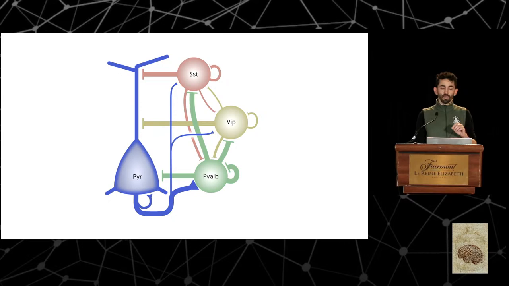And in particular, they're dynamic machines, which means we shouldn't think about circuit diagrams like these as having fixed weights, right? The circuit can effectively rewire itself from moment to moment based on the previous history of activity. Okay, so let's talk briefly about how we measure these properties in the context of cell types.